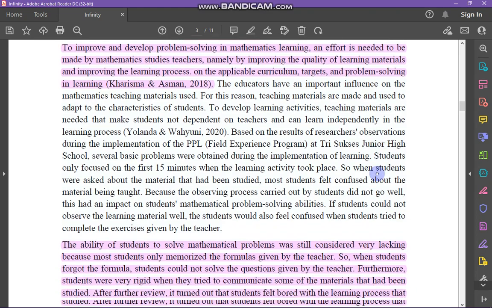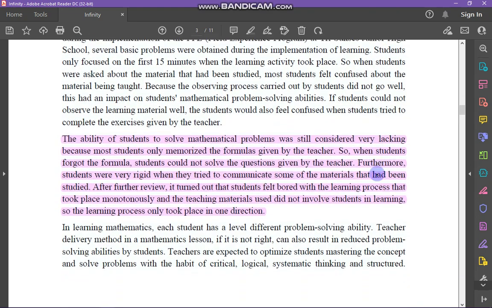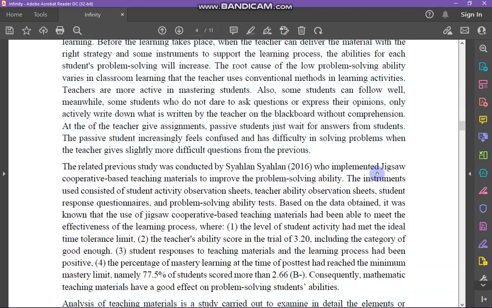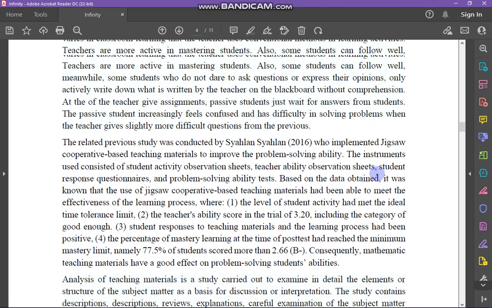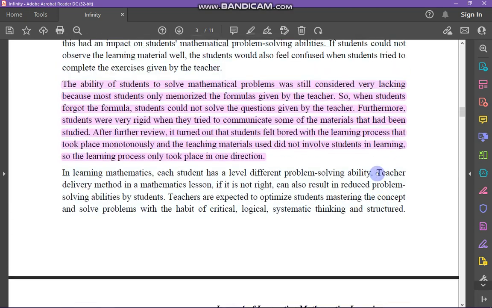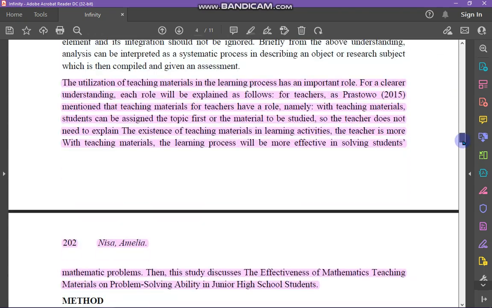And then this part is what the authors found, and this part is what the authors did in the research. The utilization of teaching materials in the learning process has an important role. For a clearer understanding, each role will be explained as follows, for teachers.